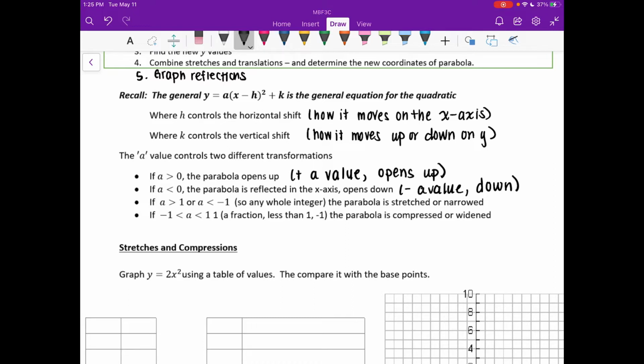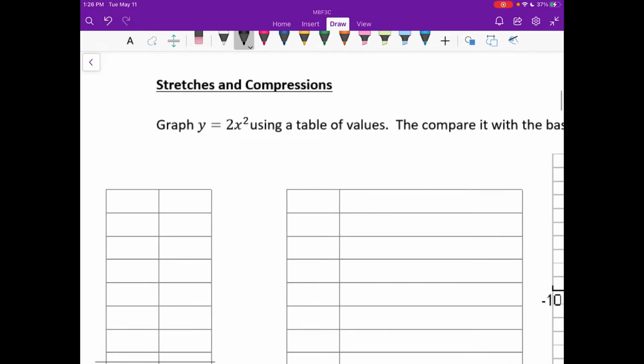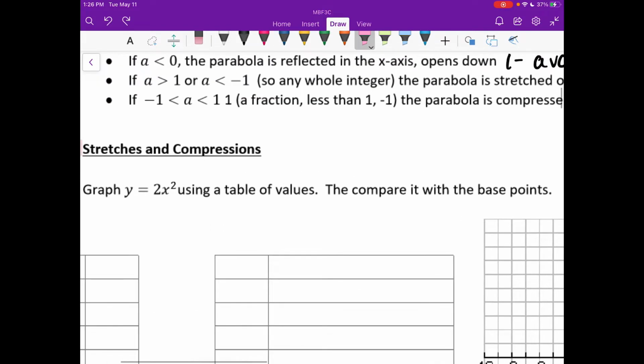If your A value is either greater than 1 or less than -1, which basically just means it's a whole number, not a decimal or a fraction, then the parabola is stretched or narrowed. So it kind of looks skinnier. And then if you have an A value that's a fraction or a decimal, either less than 1 or more than -1, the parabola is compressed or widened, so it looks like it's stretched out. Okay? So we're going to be talking about stretches and compressions. Stretches occur when you have a positive A value, right? And compressions occur when you have a negative A value.